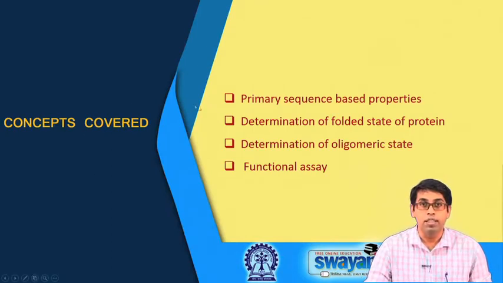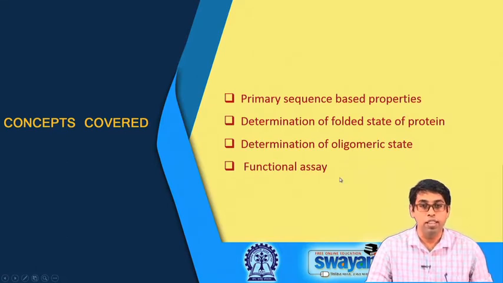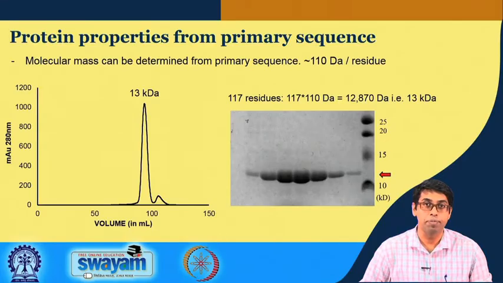In today's lecture, these are the topics that I will go through. I will talk about the information that you can obtain about a protein from its primary sequence, and you can use that information to design subsequent experiments. How do you determine the folded state of the protein, and what are the oligomeric states of the protein, and finally design some functional assays to ascertain that the protein is functional and also correctly folded.